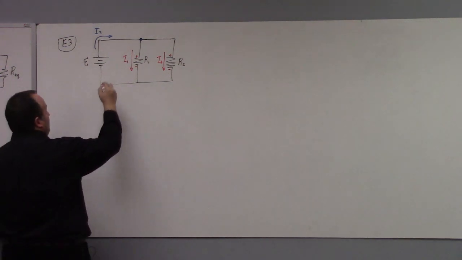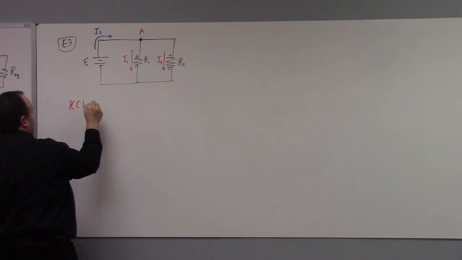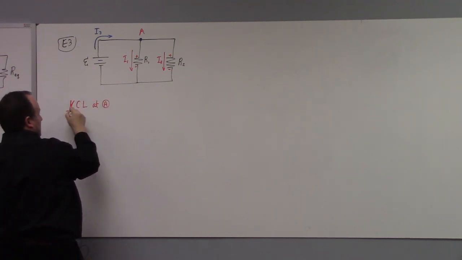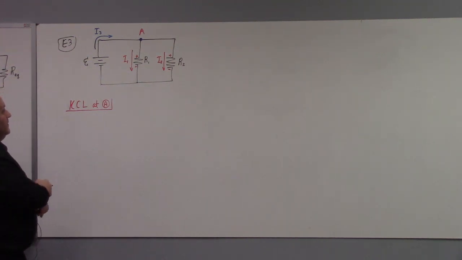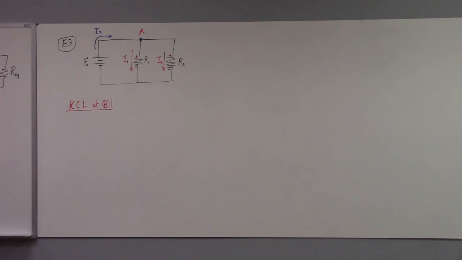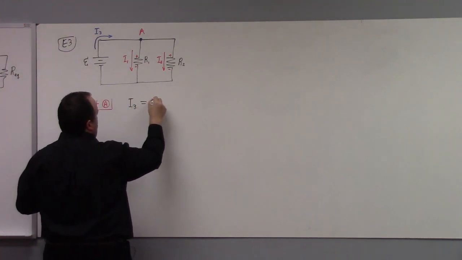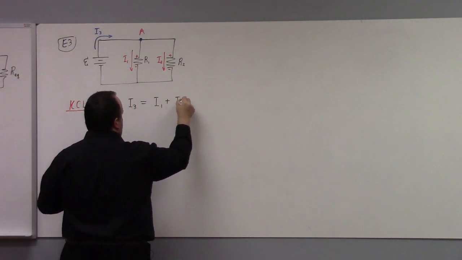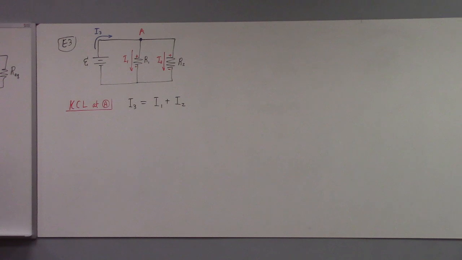So Kirchhoff's current law, let me give this label A. So the Kirchhoff's current law, KCL, at A, what's it tell me? What's the relation between I3, I1, and I2? I heard an I3 equals I1 plus I2. So can we take a vote on this? Who else agrees? All right, that's a consensus. That must be true. No, this is true.